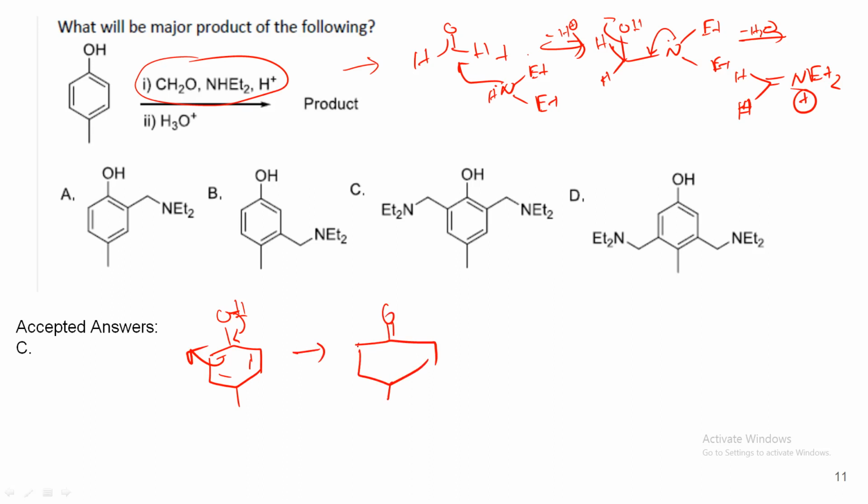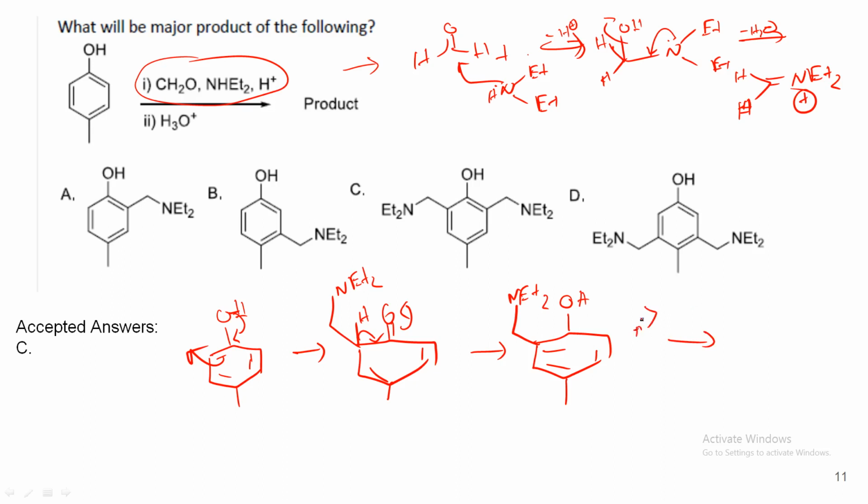So here it will be CH2, CH2 and this and this, and for aromatization it would try to maintain this particular enol form. NEt2 is there. Now the reaction would not stop in this particular condition because this particular species is very much available in the system.